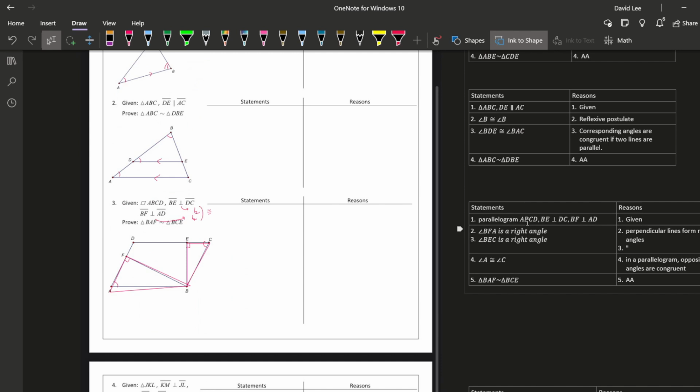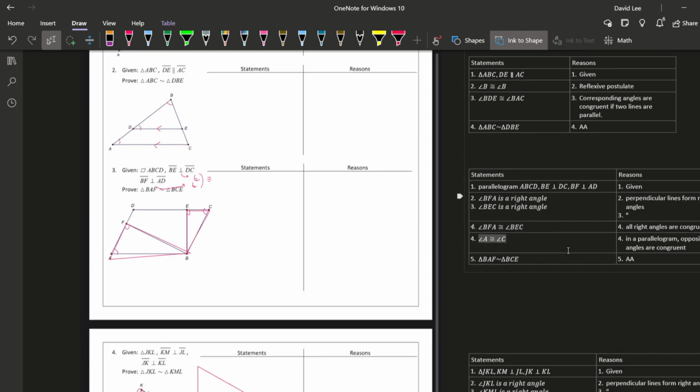Okay, I realized I made a mistake. Here I forgot to write that angle BFA is congruent to angle BEC, right? Because all right angles are congruent. I always want to double check. Okay, so yeah, make sure that we have two angles congruent to each other.